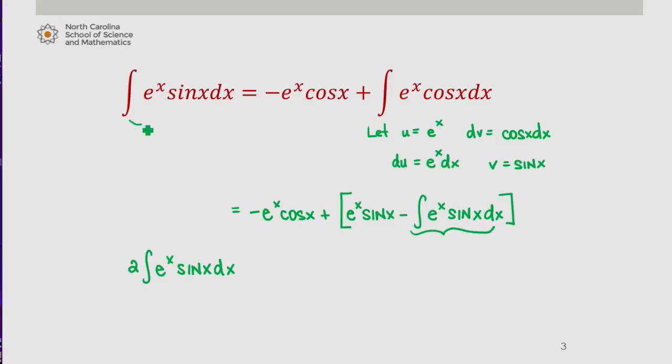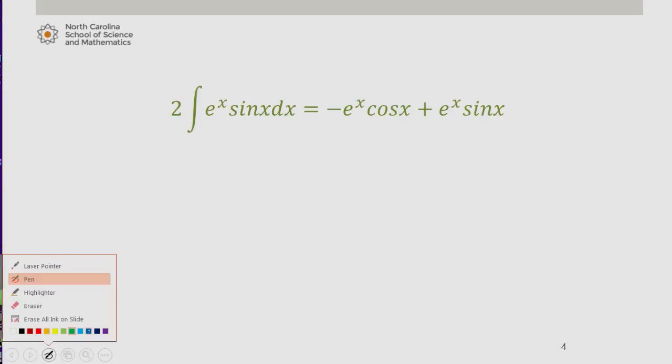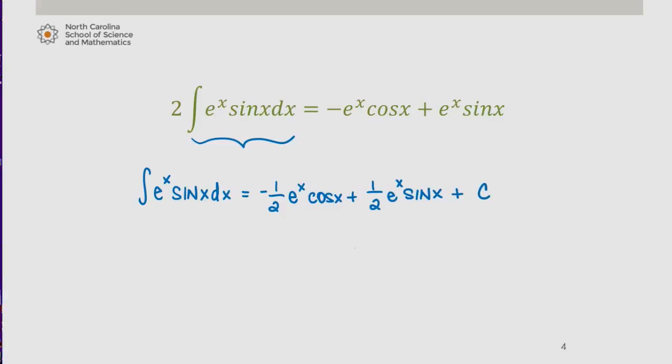Again, because this integral is identical to the original, I'm adding it to both sides of the equation, leaving me with two of them on the left equals negative e to the x cosine of x plus e to the x sine of x. And in order to ultimately solve for our original integral, we divide both sides by 2, leaving me with the integral of e to the x sine of x dx equals negative 1/2 e to the x cosine of x plus 1/2 e to the x sine of x. And we want to compensate for this indefinite integral by adding our constant c.